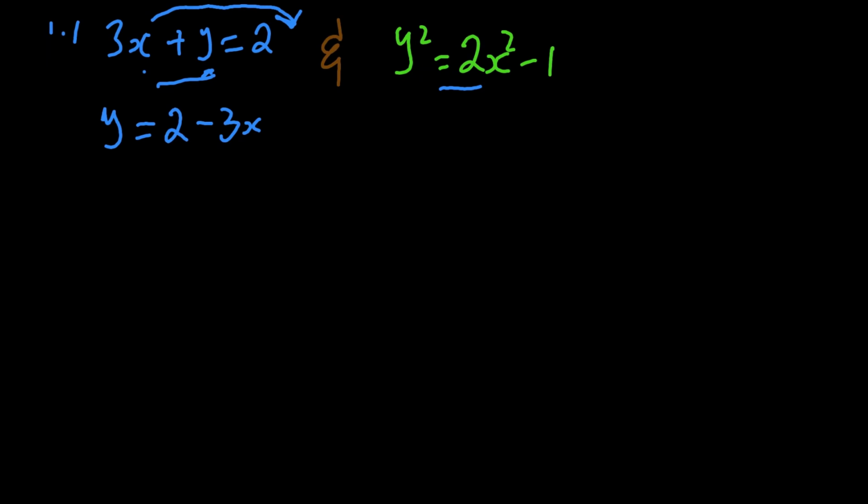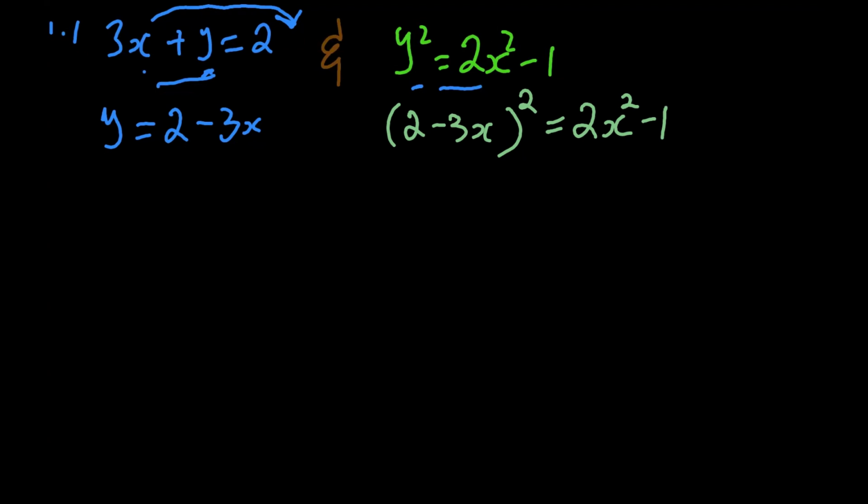Now what we need to do is substitute this y into this equation. So we'll say 2 minus 3x, in brackets, squared. Remember, it's y to the power of 2, so we still have this 2 here, it's squared. It's equal to 2x squared minus 1.